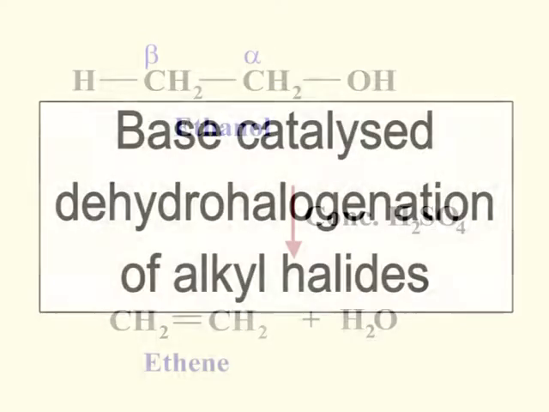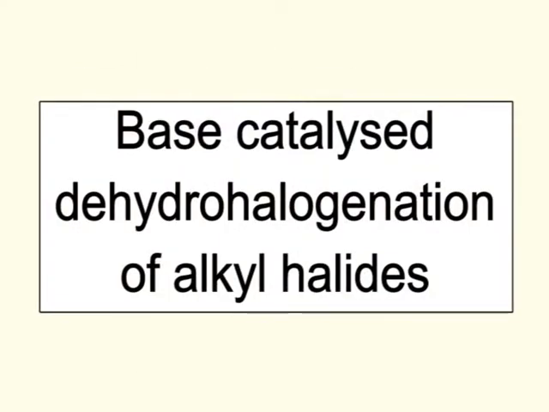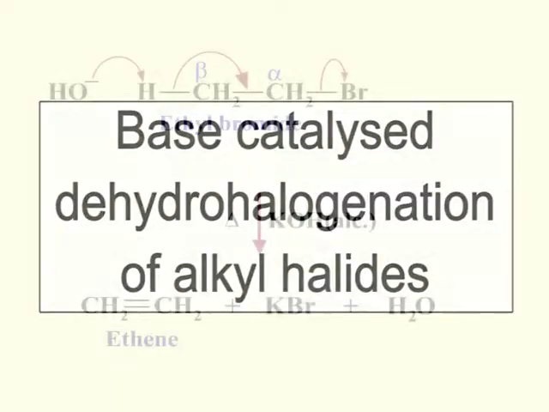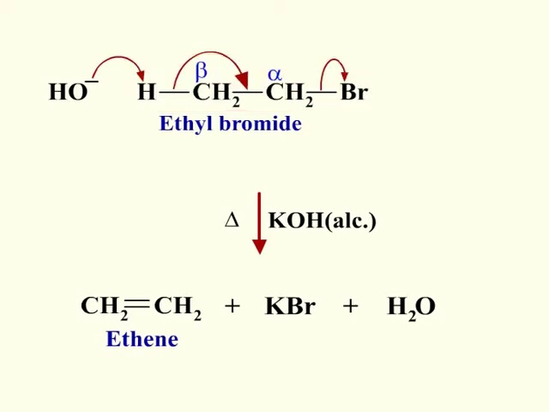Let us learn a similar case of base-catalyzed dehydrohalogenation of alkyl halides. When ethyl bromide reacts with a base, that is potassium hydroxide, in alcoholic medium and the reaction mixture is heated, ethene is formed along with potassium bromide and water.